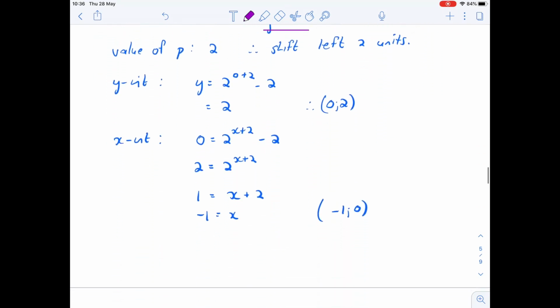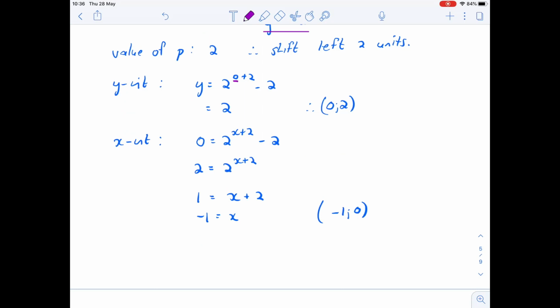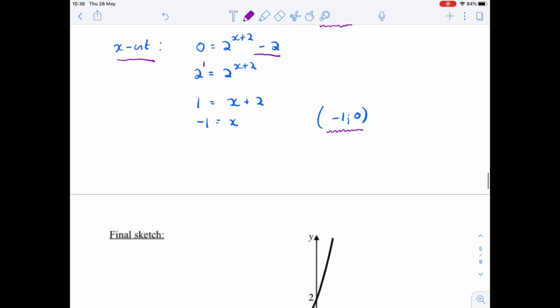So the y-intercept, what do we do? We make x naught as always, and my y-intercept is 2. X-intercept, make y naught. We take the minus 2 across to the other side, so it's 2 to the x plus 2 equals 2 to the power 1. And then don't forget our exponent laws. The base is the same, they're 2 and 2, so we drop them, and we end up with x plus 2 equals 1. So my x is minus 1. So my x-intercept is minus 1, 0, and my y-intercept is 0, 2.